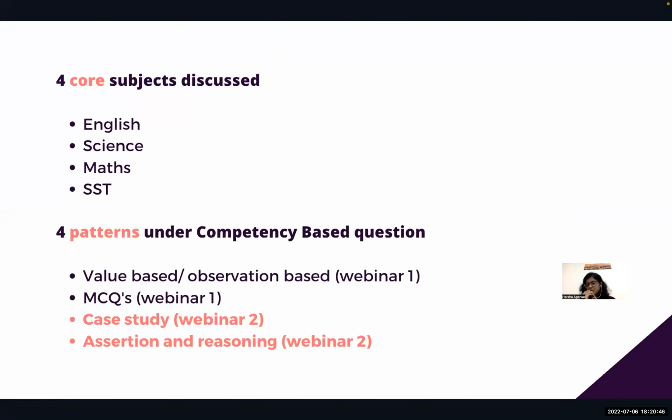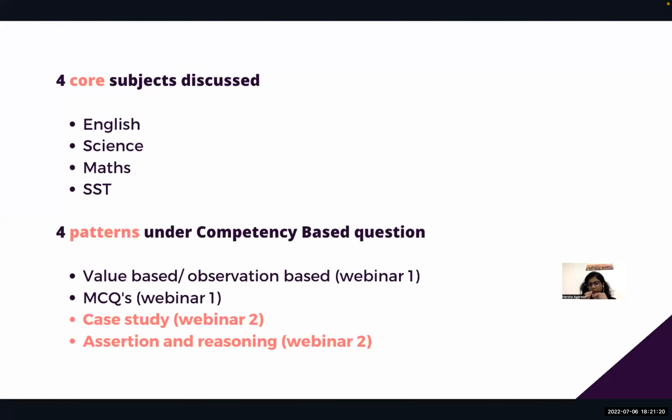Well, four core subjects we are discussing in our last and even in this webinar. We have English, we have maths, we have social studies, and we have science, the three branches separately: biology, physics, and chemistry. So in total, six subjects we are discussing in today's webinar along with examples. Now there are four patterns under competency based question which the webinar focused upon. Value based, observation based, and MCQs we discussed in webinar 1, whereas case study and assertion and reasoning we'll discuss in webinar 2, that is today.